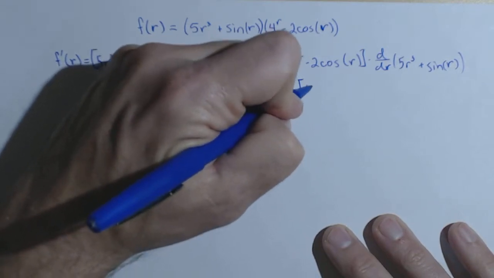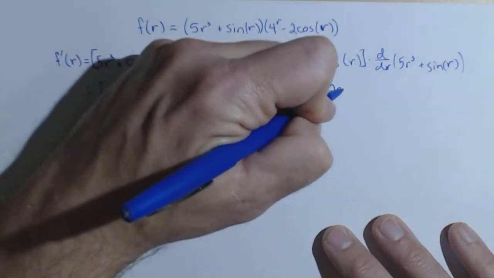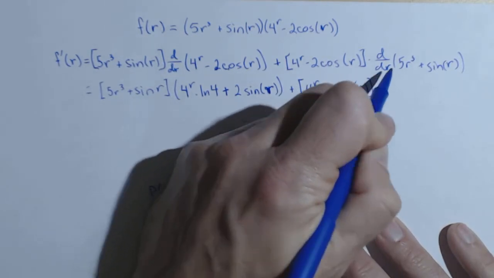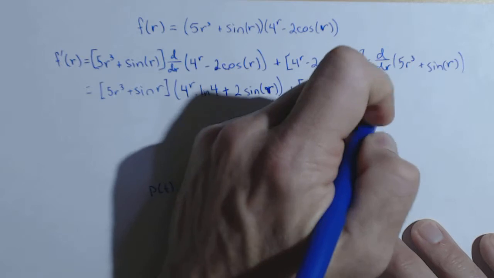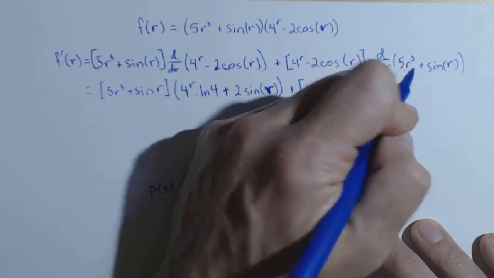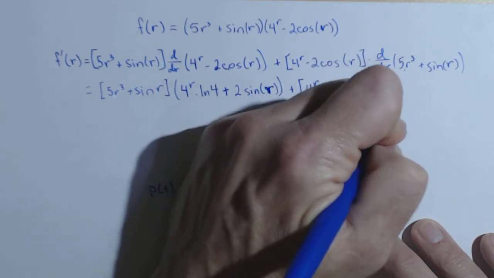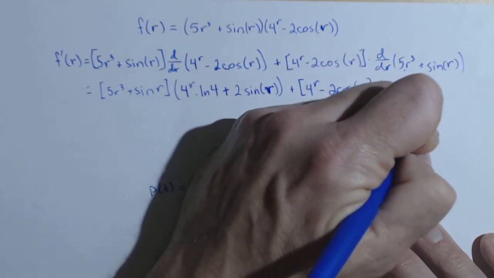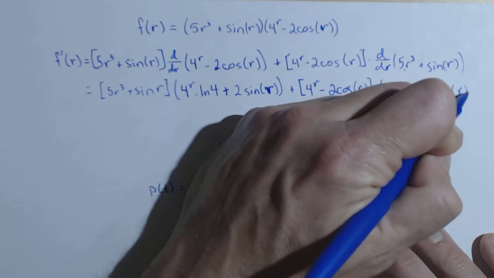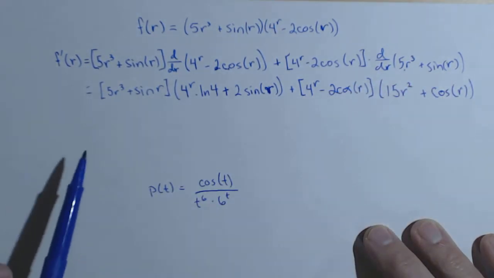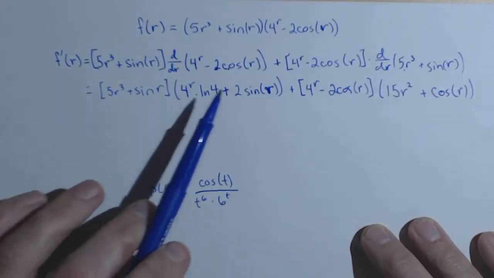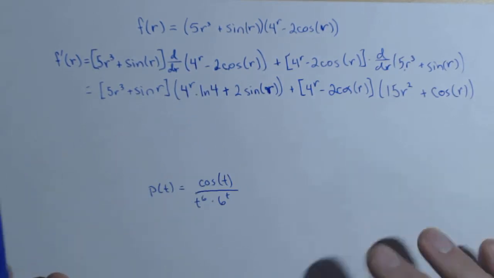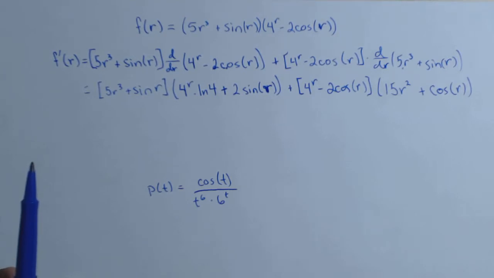On this piece, we're leaving this guy alone, 4 to the r minus 2 cosine of r. And once again, we're going to do the derivative piece by piece. This time we have first a power rule, which is 15r squared, and the derivative of sine is cosine. And there's really not much simplifying we can do on this because of the type of functions involved, so we'll just go ahead and leave it there. Let's go on to the next one.